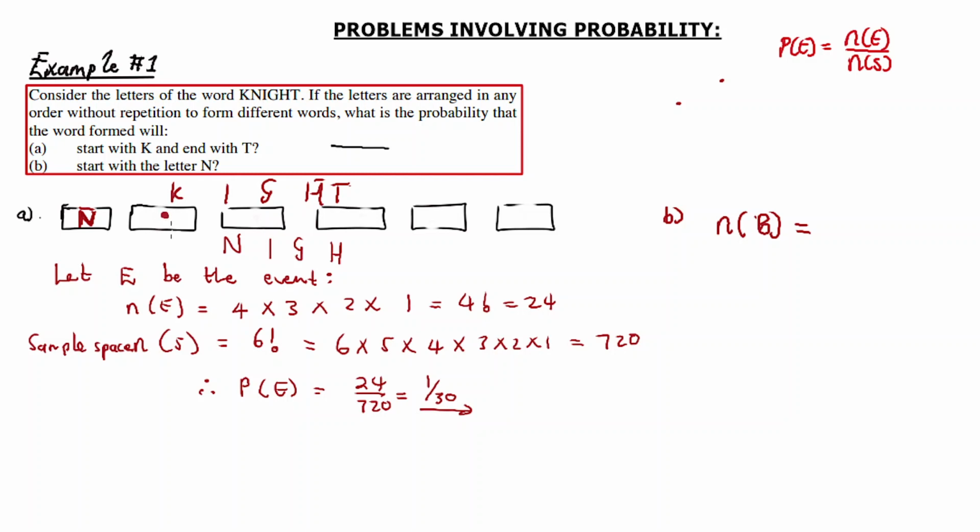For this block, how many choices do I have? I have 5. For this one, 4. For this one, 3. For this one, 2. For this one, 1. So it means that it's 5 factorial for this one.